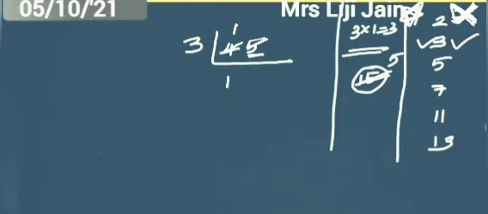3 fives are 15. That 5 has to be written down. If you want, you can strike out 5 and write 15 like this, but you will get confused if you write like this. Better do it like this itself. In the working column you can do 3 which are 15, 3 fives are 15. That 5 has to be written here. Understood?